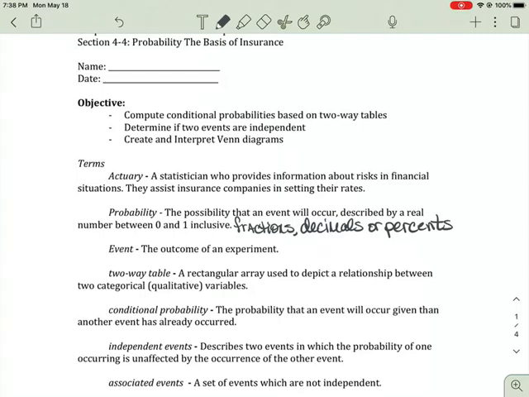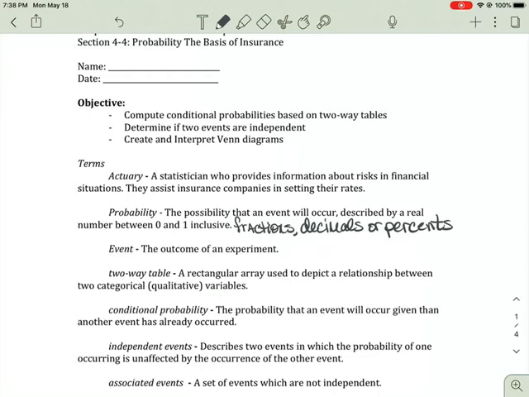Now, an event is actually an outcome of an experiment, meaning we're going to take a look at a situation and what is the result. Okay. Now, a two-way table is basically like a spreadsheet, and it's used to depict the relationship between two pieces of data. So it could be age and type of car. It could be male, female. It could be cars and accidents. So you're looking at two different things and kind of organizing it into basically a big table.